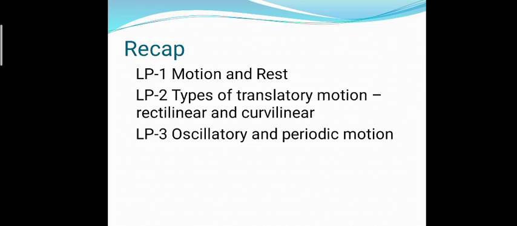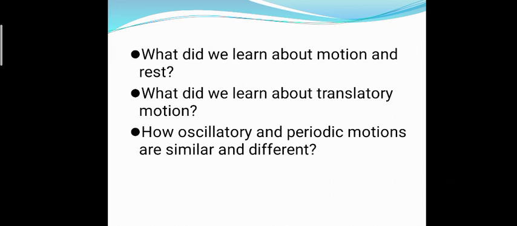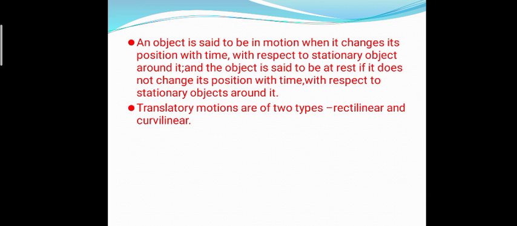Students, in this block, in LP1, we discussed motion and rest. In LP2, we discussed types of translatory motions, that is rectilinear and curvilinear. LP3, oscillatory and periodic motion. Now, what did we learn about motion and rest? What did we learn about translatory motion? How are oscillatory and periodic motions similar and different? Students, you can pause the video and try to answer these questions. Now resume the video again.